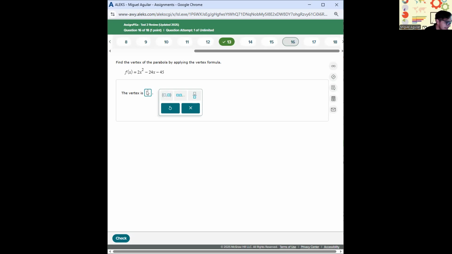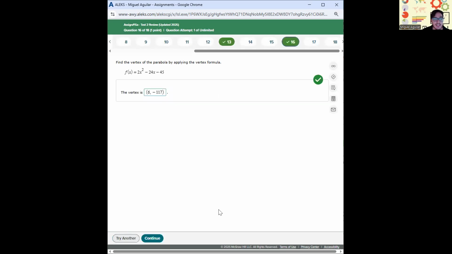So let's type in our answer. We said that this was 6 comma negative 117, and then I'm going to hit check and pray to God that it's a green check mark. And sure enough, it was because I trusted the process. I don't care that negative 117 looks weird. Who are we to say that that number looks weird? That would have got me.